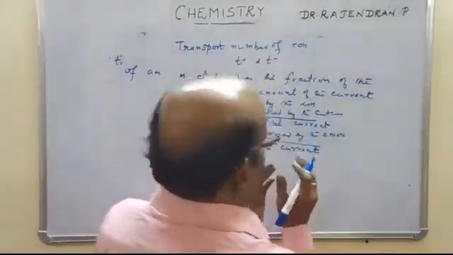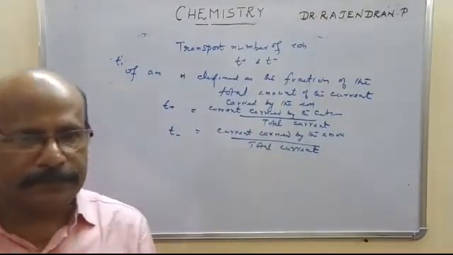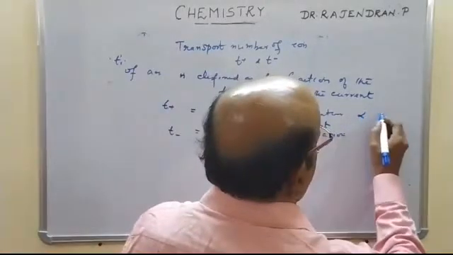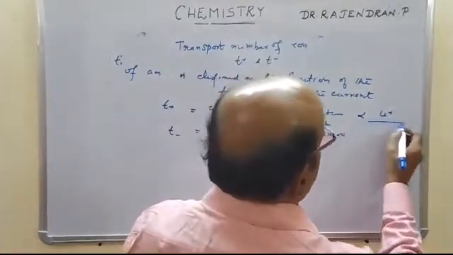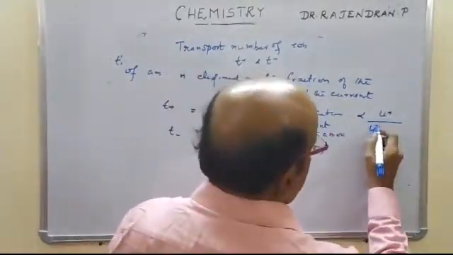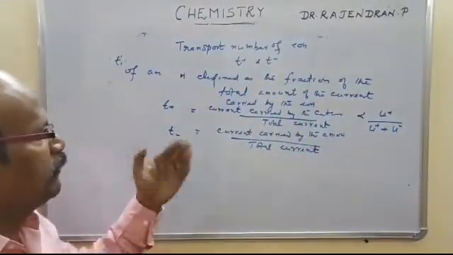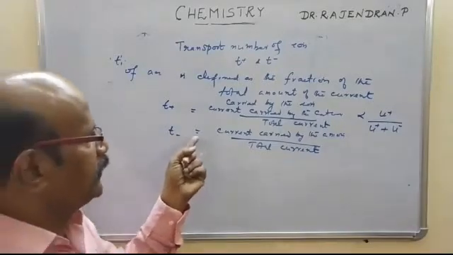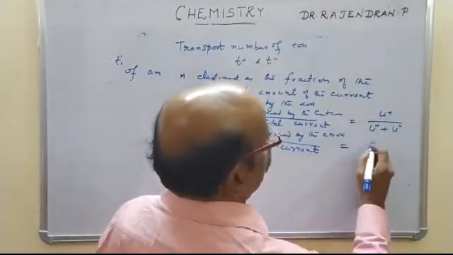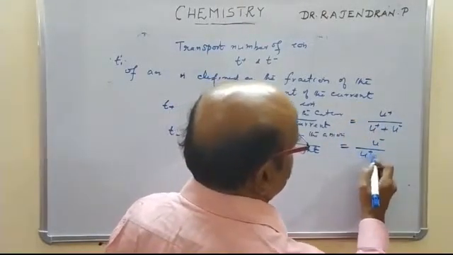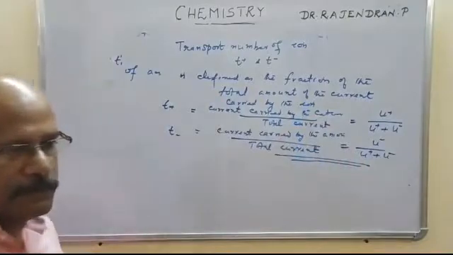As I already mentioned, the current carried by a particular ion is proportional to the speed of the ion, that is, proportional to U plus. So for T plus, the current carried by the cation is U plus, and the total current is U plus plus U minus. Similarly, the transport number of the anion, T minus, is the current carried by the anion divided by the total current, which equals U minus divided by U plus plus U minus. So this is the situation.